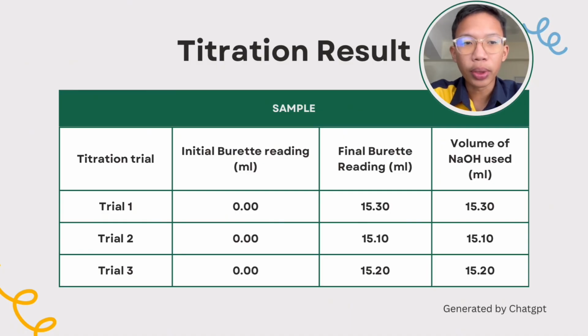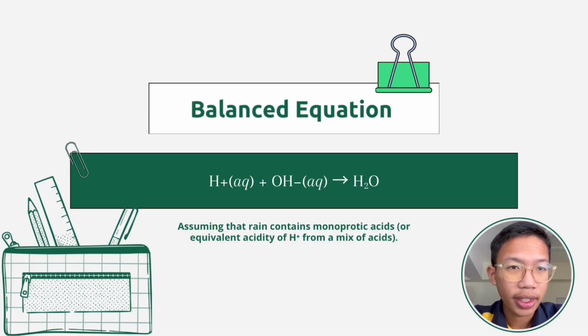From this data, we can calculate the concentration of the acid in our sample using the average volume of NaOH used. Next, this slide shows the balanced equation. This is the balanced chemical equation for our titration reaction. In this titration, hydrogen ions from the acid in the rainwater react with hydroxide ions from the sodium hydroxide solution to form water, which is H2O.